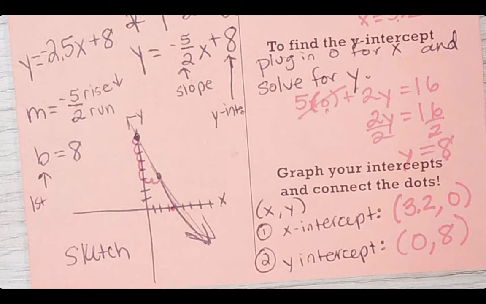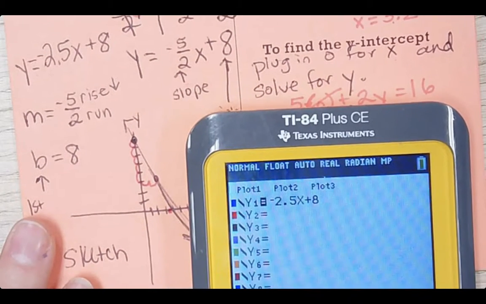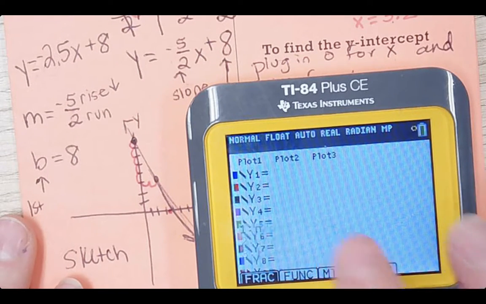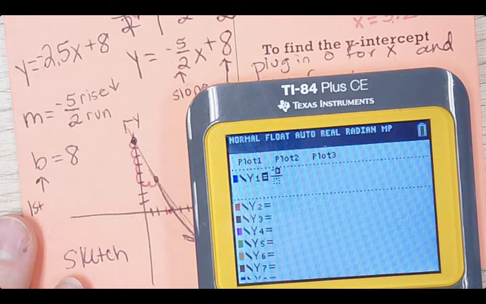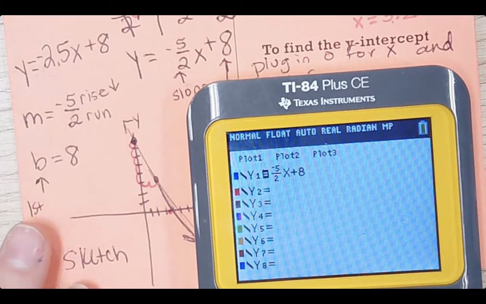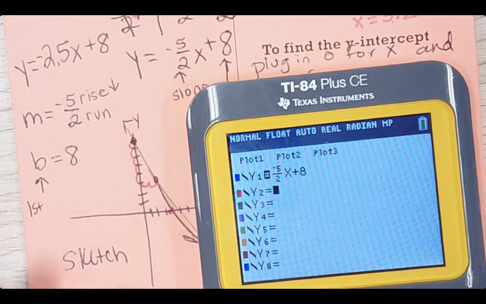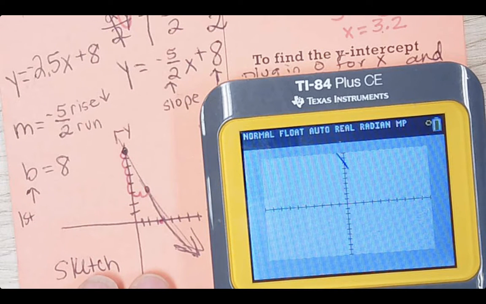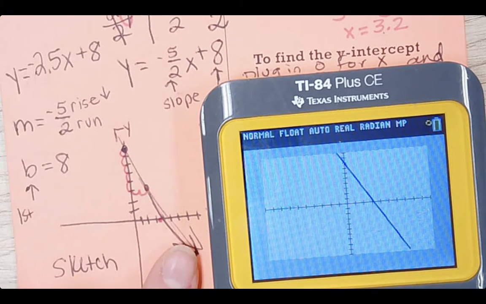And we can actually check this with the calculator too. So get your calculator. If you don't have it, go get it. I'm going to put the equation in. So I put negative 2.5x, but I could have done negative 5 over 2 x plus 8 to get my equation. I want to see what it looks like, so I need to go to graph. And here it comes. Looks pretty similar, just my sketch is kind of funky.